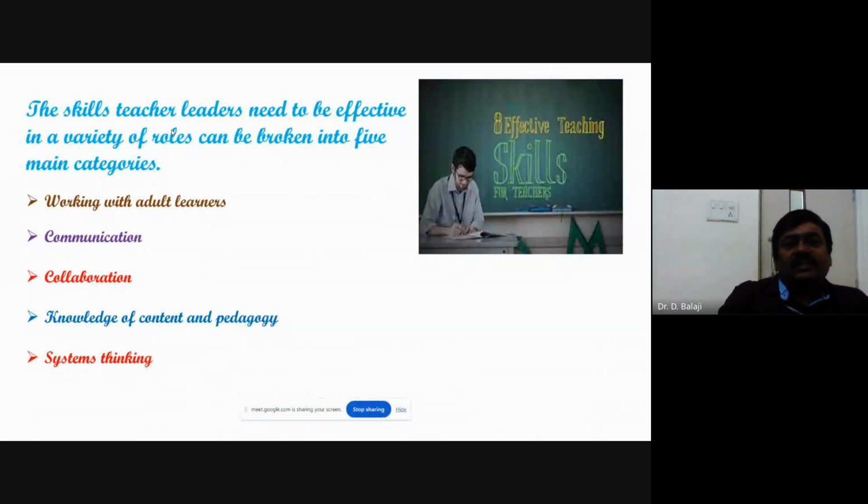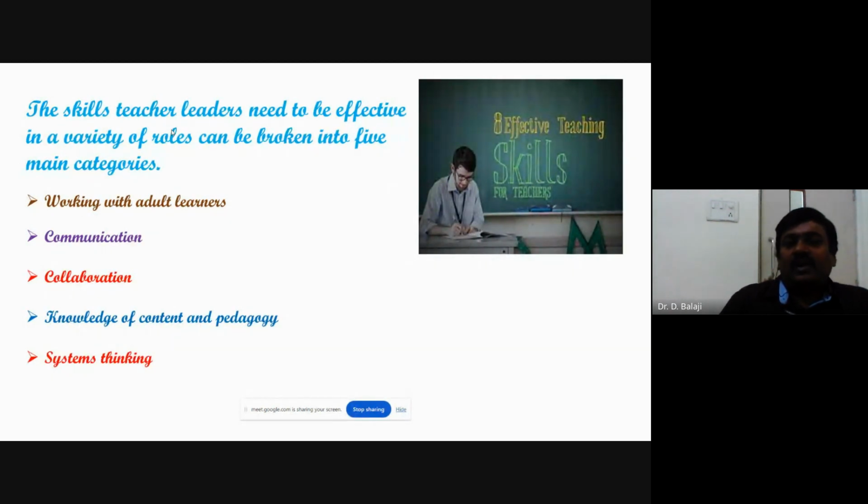The skills teacher leaders need to be effective in a variety of roles can be broken into five main categories. If a person wants to be a good teacher who leads his students, these are the skills. First, working with adult learners, that is, how he will work with everybody, the adult learners, students, everything. Second, communication: how effectively he communicates with his students, in the classroom, outside, with their parents, everywhere. Third, collaboration: how effectively he collaborates with all segments of the school, students, teachers, faculty, everybody.